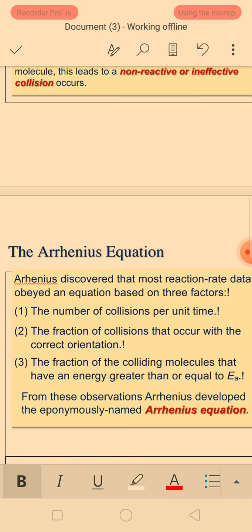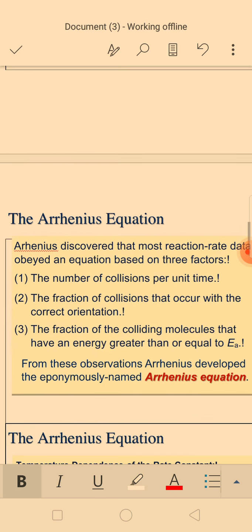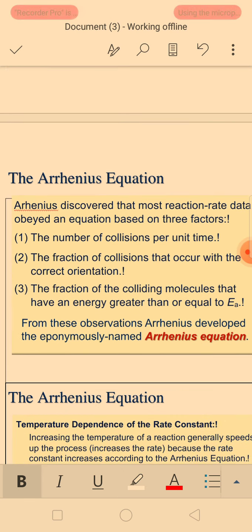Number two is the factor on which the reaction depends, the number of molecules that have the correct orientation. Number three, on which the reaction rate depends, is the fraction of colliding molecules that have sufficient energy, whose energy becomes equal to the energy of activation. These are the three main factors indicated by the Arrhenius equation for the reaction to take place.